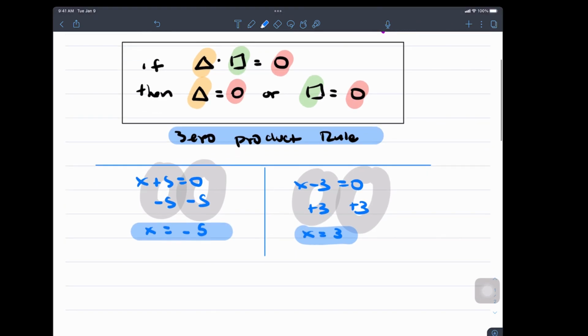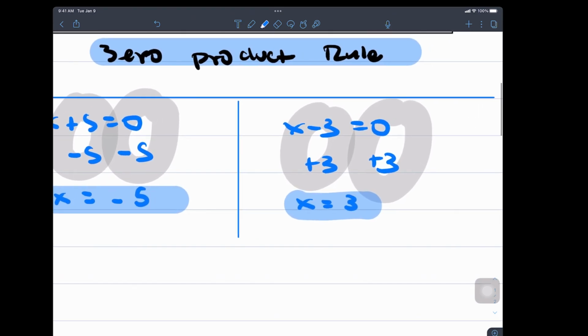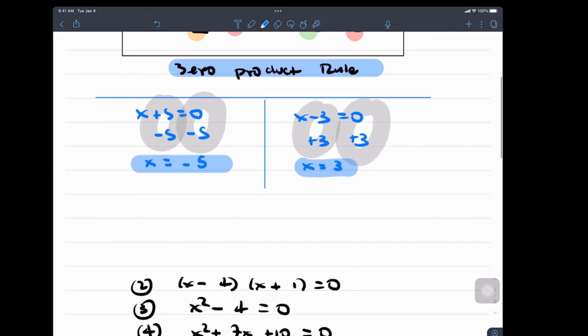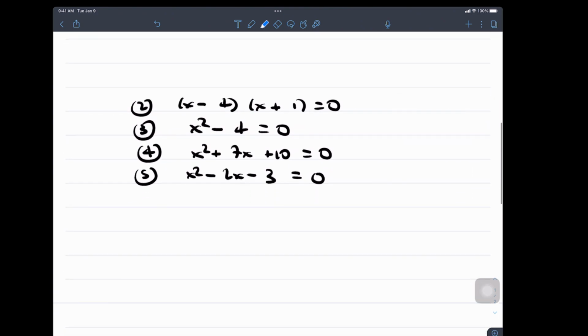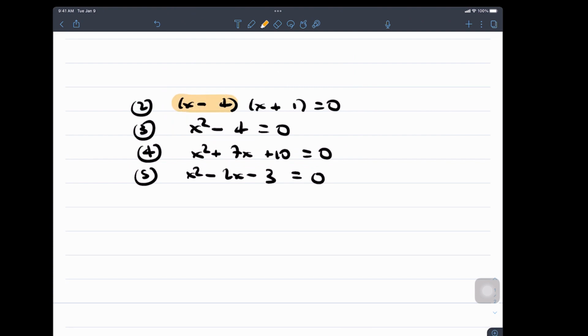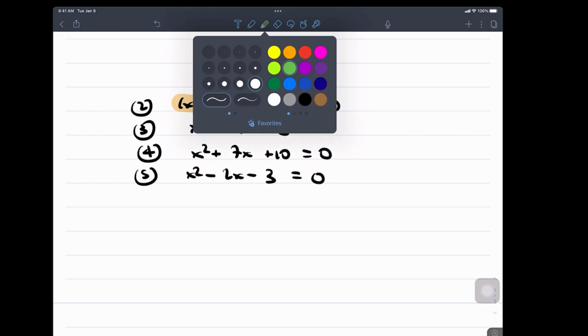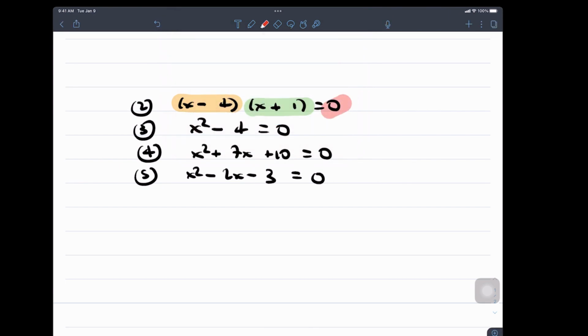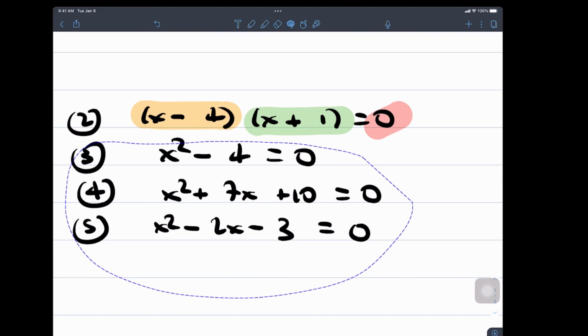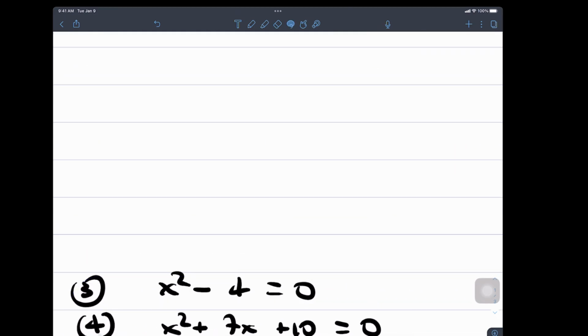So here you go. So here are my solutions by the zero product rule from beginning algebra. Now, number 2 is done the same way. You say, how do I know? Because anytime you have a product of terms and it equals 0, what could you use? You could use the zero product rule. Okay?